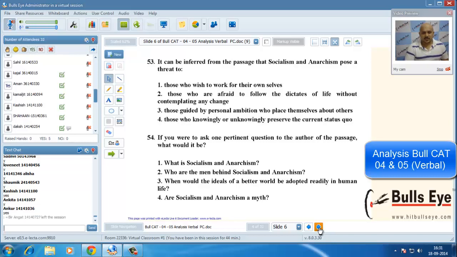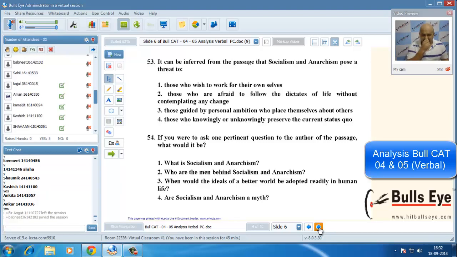In this particular case, the answer here would be, technically speaking, an inference should be unstated. So that is the technical way of looking at it. But there is a slight issue.